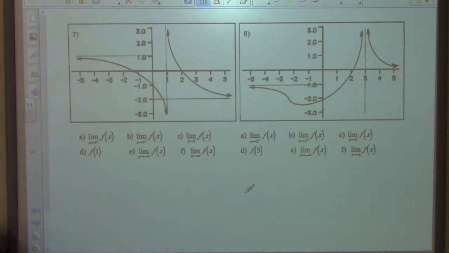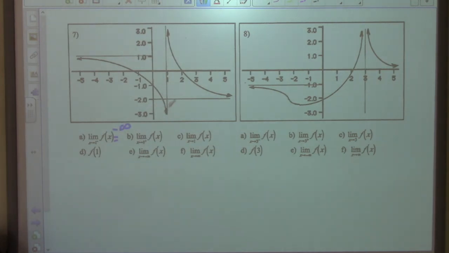So let's go over here, number 7. We look at the limit as x approaches negative 1 from the left. It's going to be where? We approach 1 from the left. Negative 2. I get does not exist, or I'd say negative infinity. That's a type of does not exist, right?